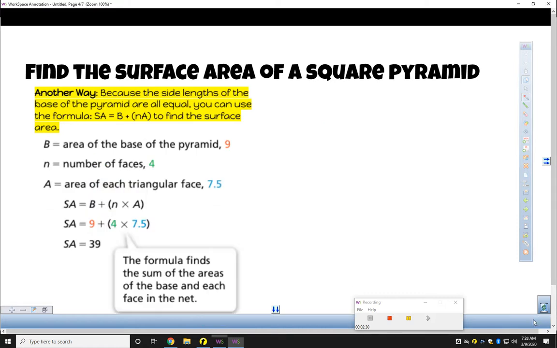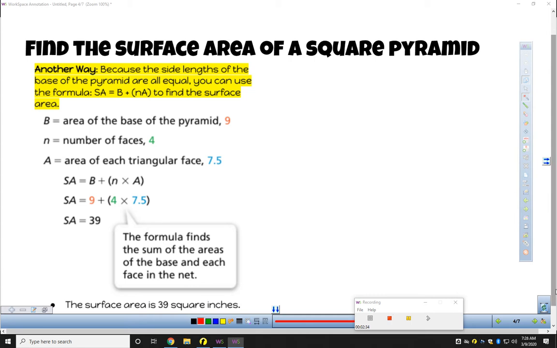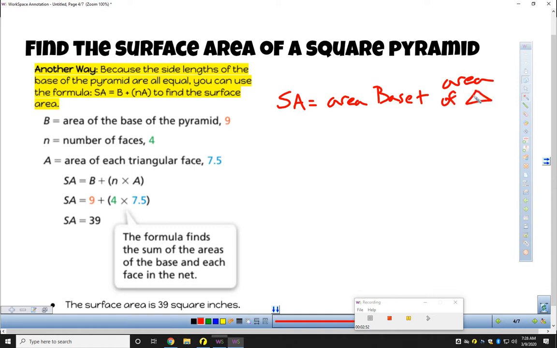Second way, right, would be to use your formula here, where in this particular case with a pyramid, the surface area is equal to the area of the base, plus the area of all your triangles. Okay? And so over here, they use some different variables for that. They use this capital B as the area of the base. They use an N for the number of the triangular faces. And they use a capital A for the area of the triangle.